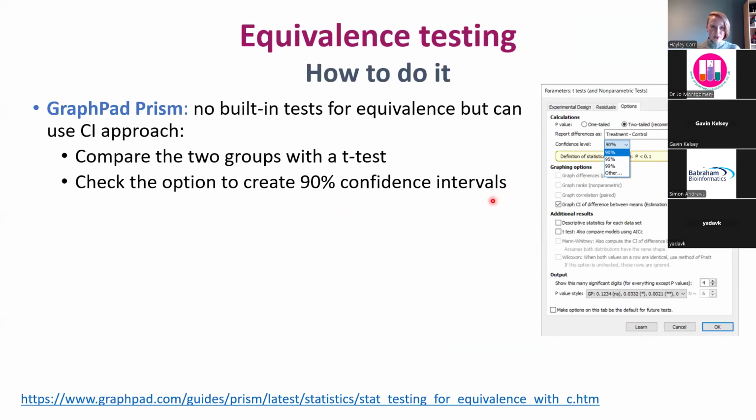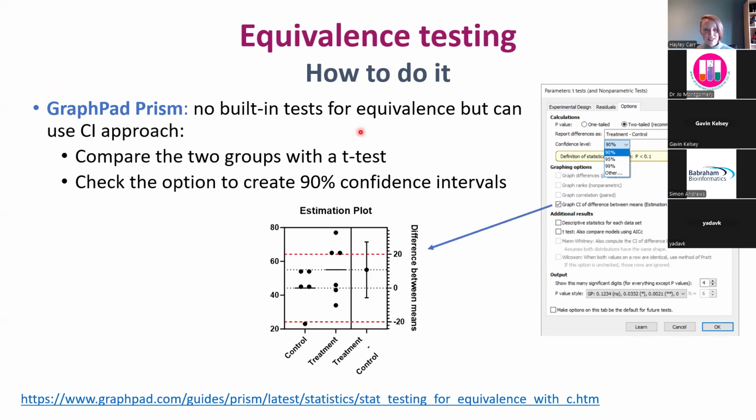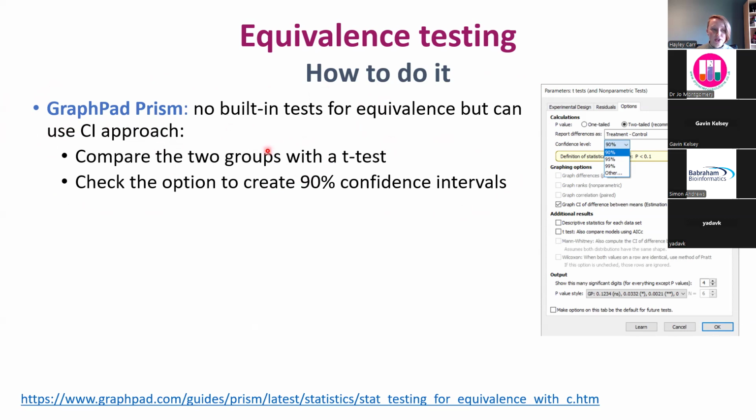So the last part of this is looking at how we actually do this. I'm not going to go through and do any practical examples of this because I think it's actually fairly simple once you know what you're looking to do and how you might approach this. So for the GraphPad Prism people, there are no built-in tests for equivalence, but you can use the confidence interval approach. And they do have a help page on their guides, which you can find, and I've included the link.